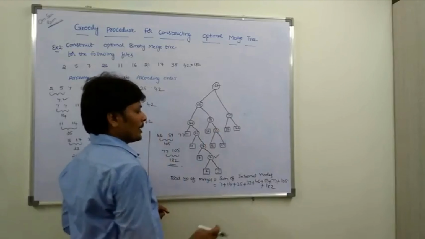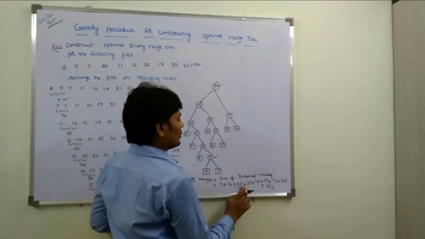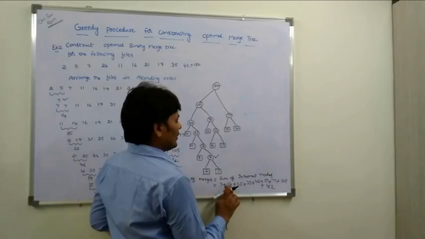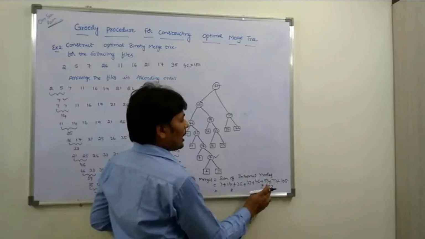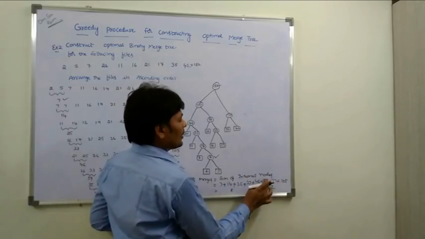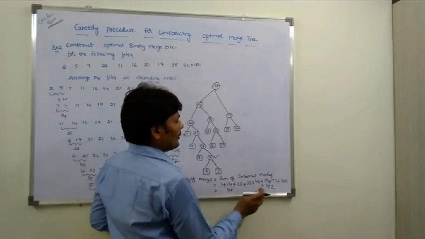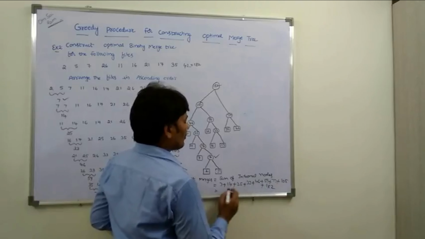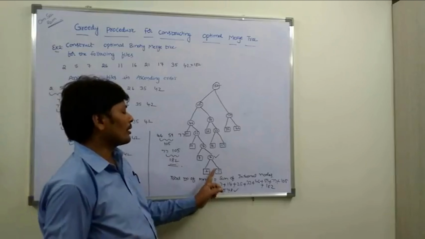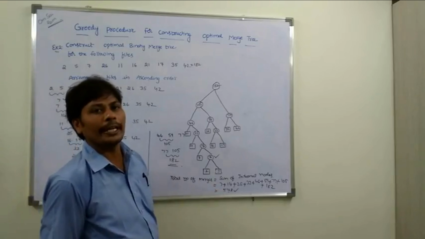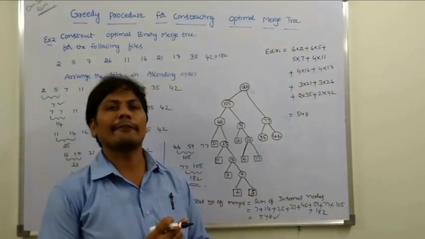182. So that is 2 plus 5, 7, 14, 23, 29, 32, 37, 41, 48, 12, 19, 24, 28, 31, 33, 34, 3 plus 4, 4 plus 5. So that is equal to 548. The total number of merges is equal to 548.